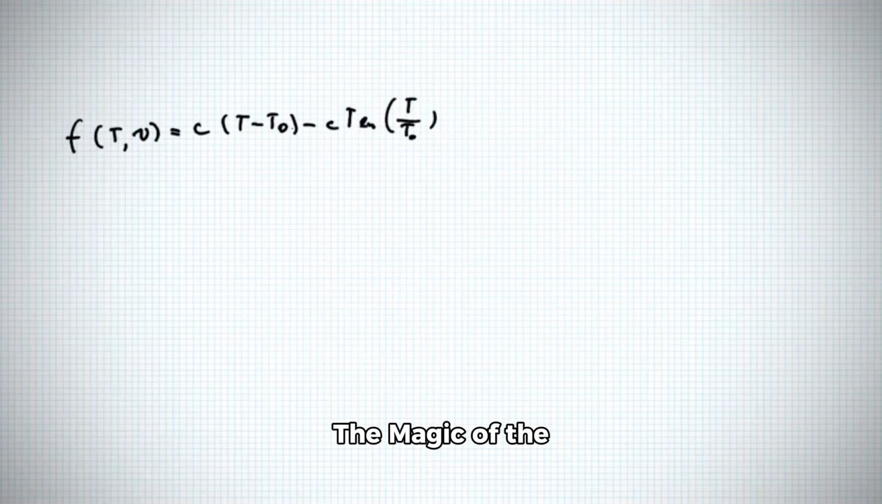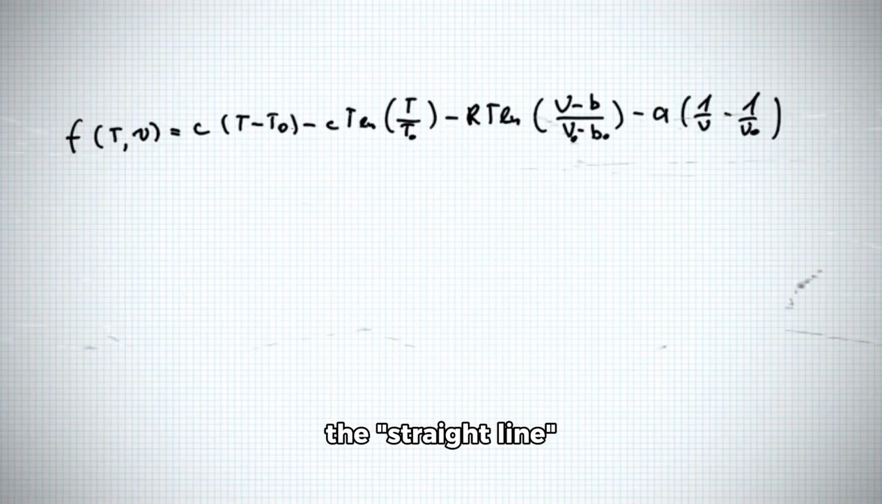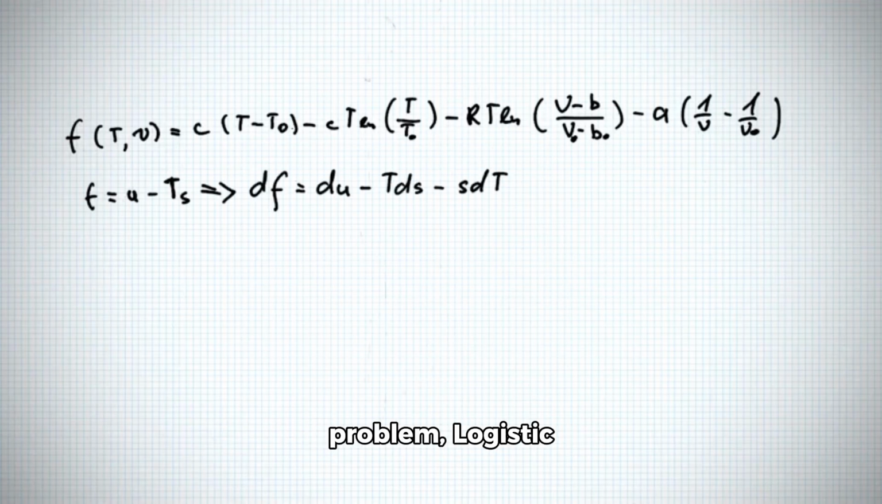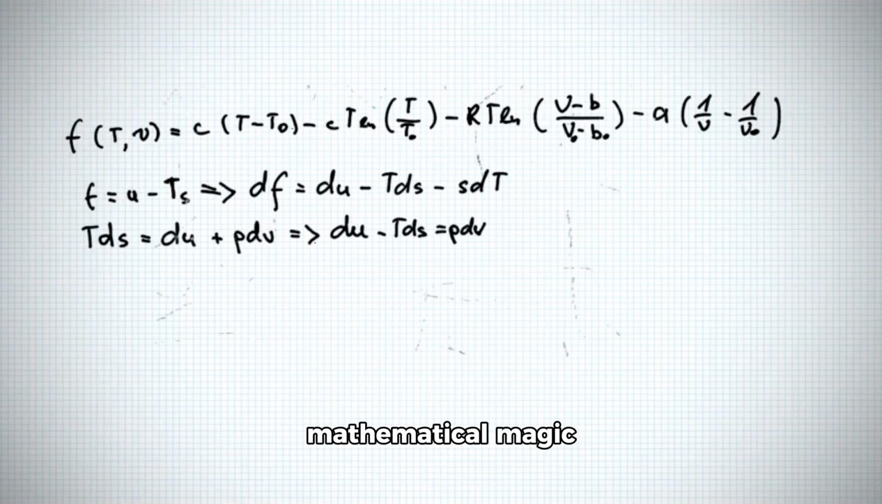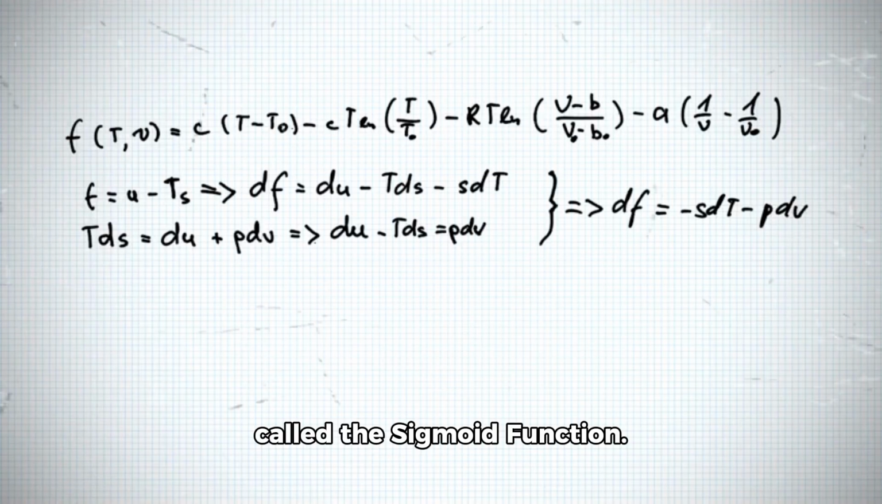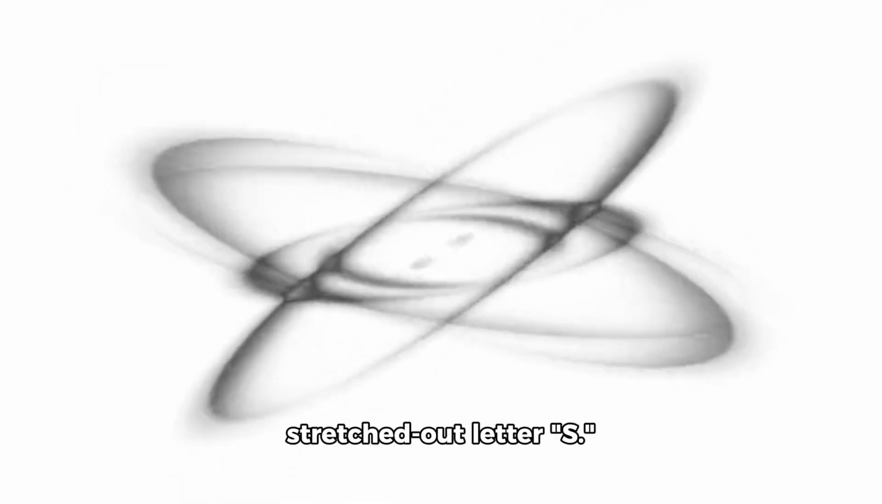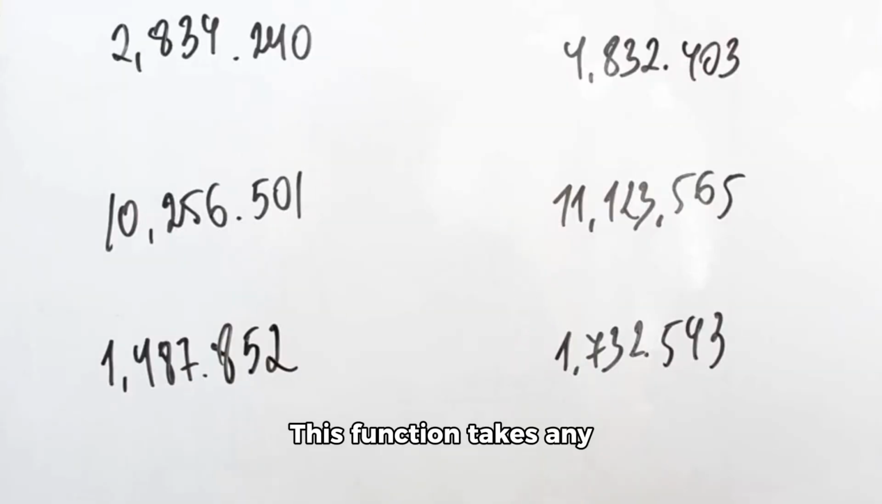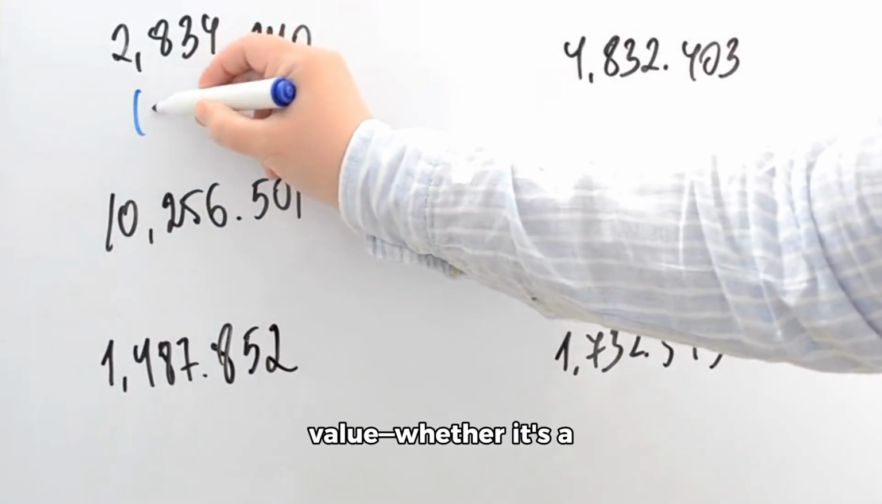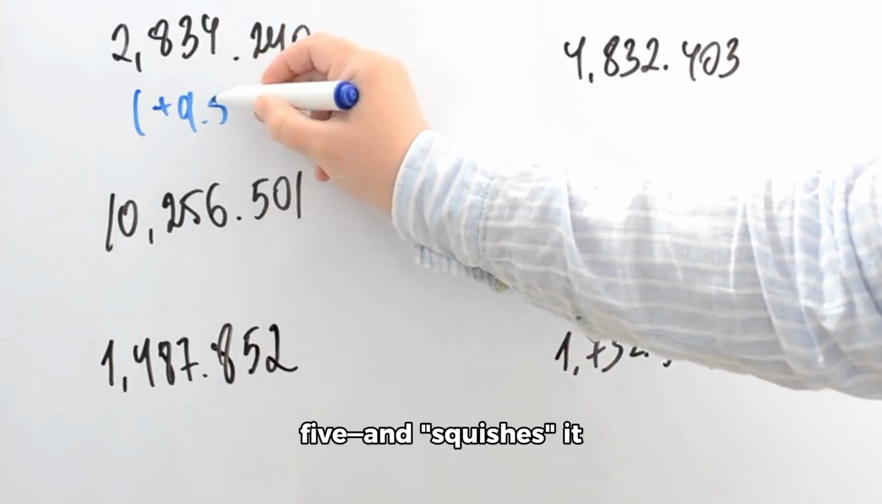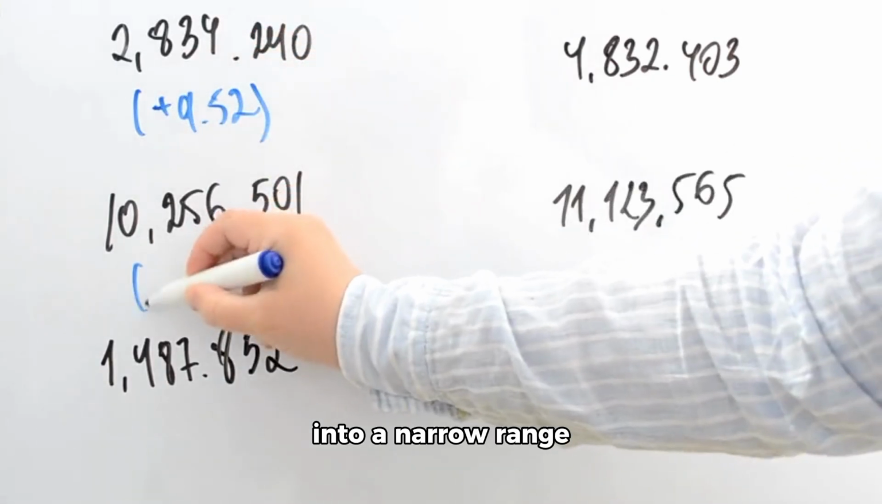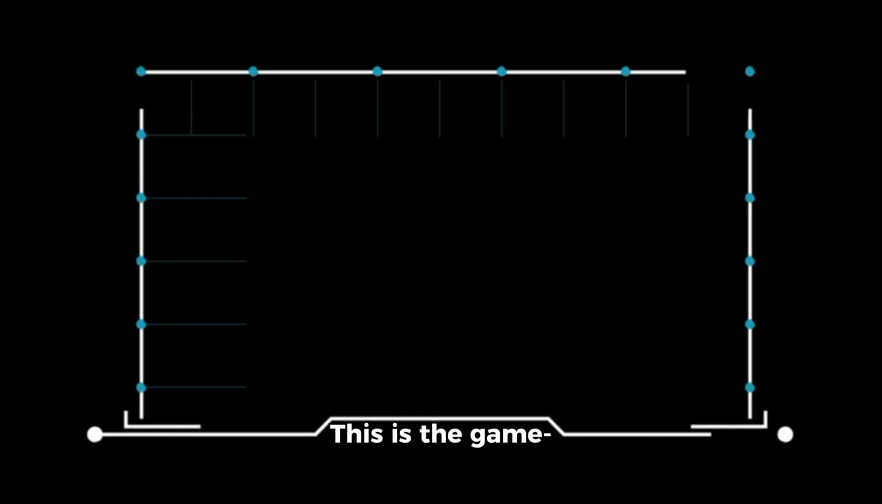The magic of the sigmoid function. To fix the straight line problem, logistic regression uses a bit of mathematical magic called the sigmoid function. Instead of a line that goes off into infinity, the sigmoid function looks like a stylish, stretched-out letter S. This function takes any value, whether it's a million or -5, and squishes it into a narrow range between 0 and 1. This is the game changer.